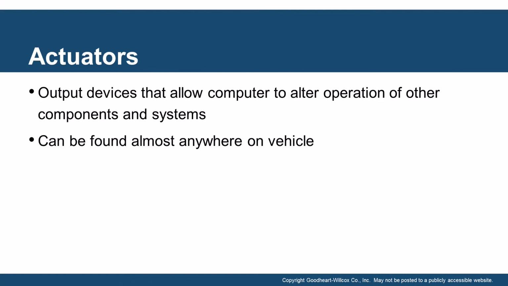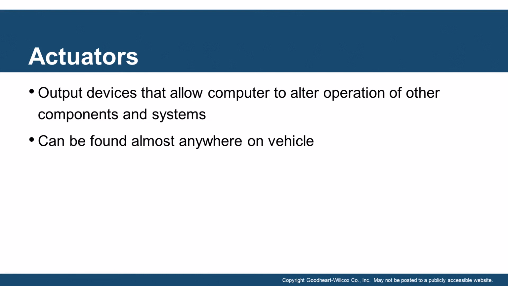When we look at the actuators, these are the output devices that allow the computer to alter operation of other components. Without these, the computers can make decisions, but nothing would actually physically happen. Think about it this way. When you put your foot on the brake pedal in your car, you're pushing down on the pedal, in turn activating a switch that a control module decides, hey, I know what that means, and it in turn turns on the rear brake lights.